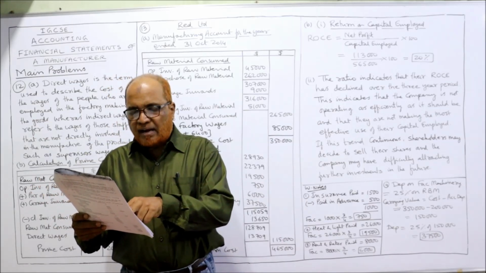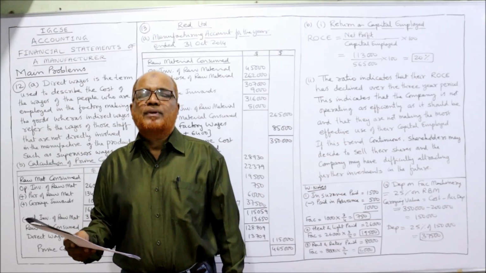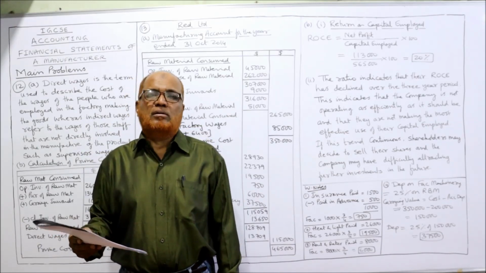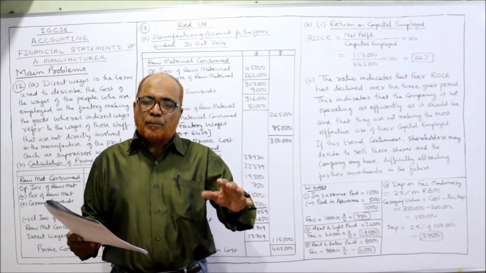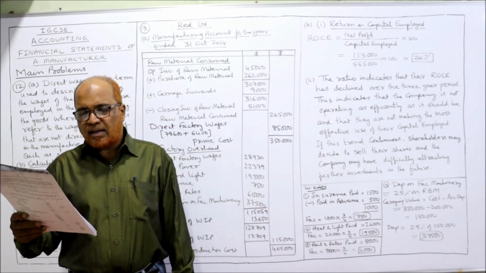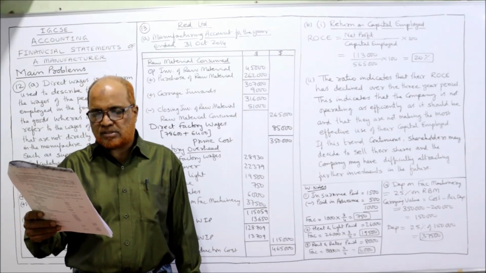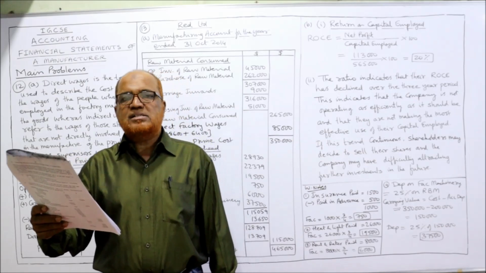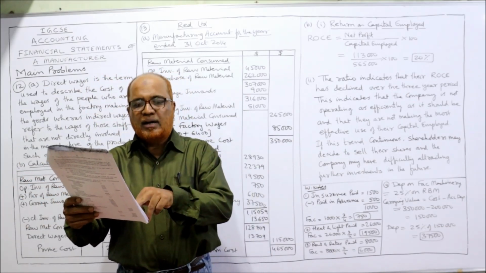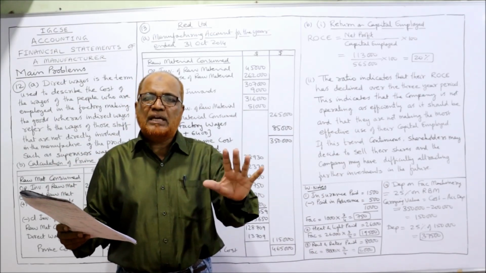Then factory machinery, cost and accumulated depreciation. This we require for calculating depreciation on machinery. That's a part of manufacturing overhead. Then factory power, heat and light, insurance, rent and rates. These are the expenses. Stock on 31st December 2014, end of the year, closing stock of raw material, WIP, finished goods. This is the complete information given for the year.